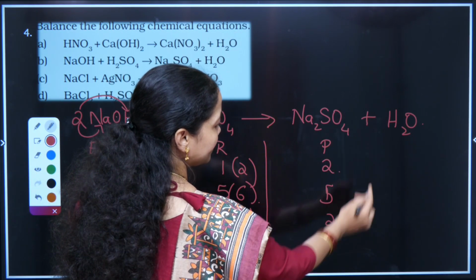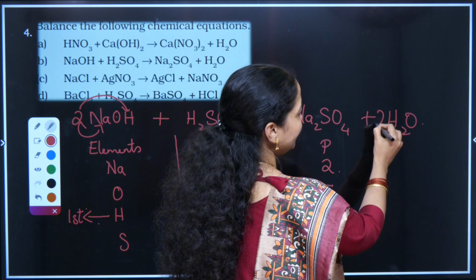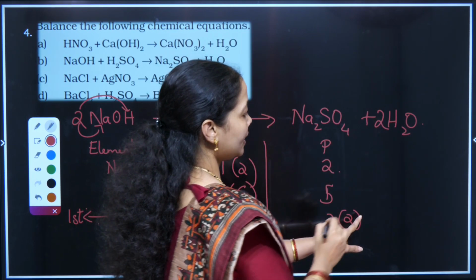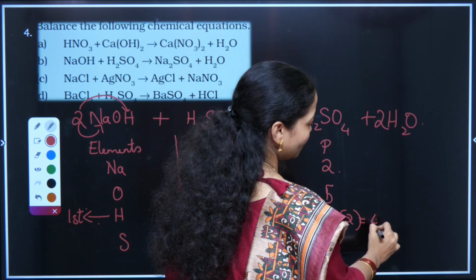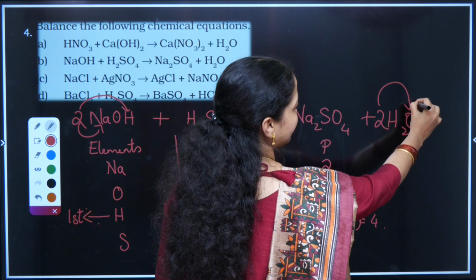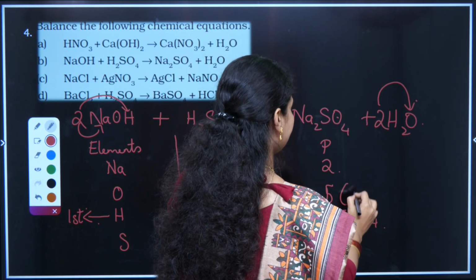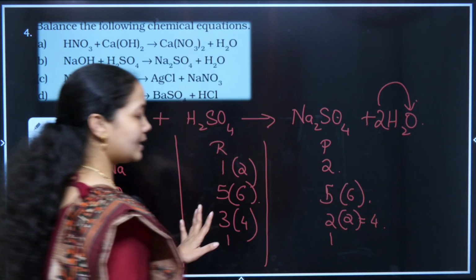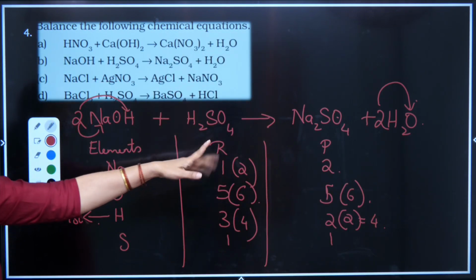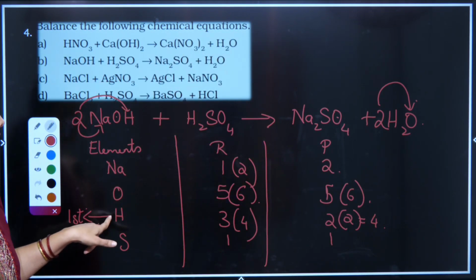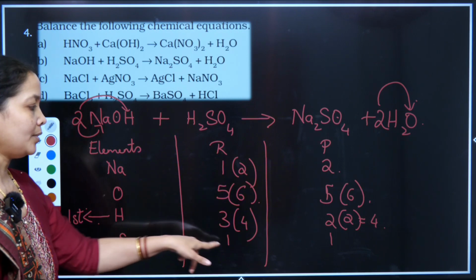So in my product side, I am placing 2 in front of the water. Therefore, the count of hydrogen is now changed to 4. This 2 is changing the composition of oxygen also. So oxygen 2 plus 4, that is 6. Now if I look at the complete reaction, sodium 2 2, oxygen 6 6, hydrogen 4 4, sulfur 1 1.